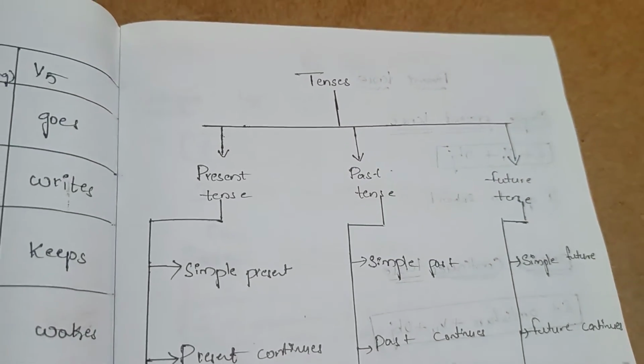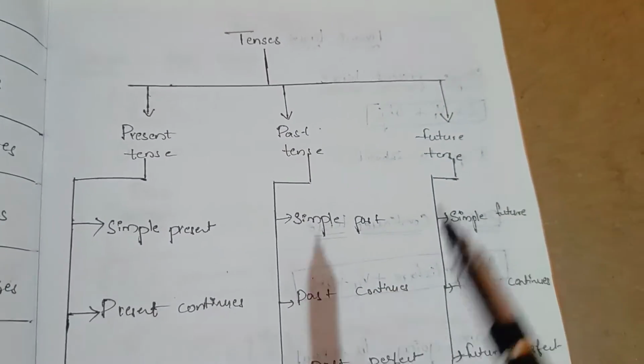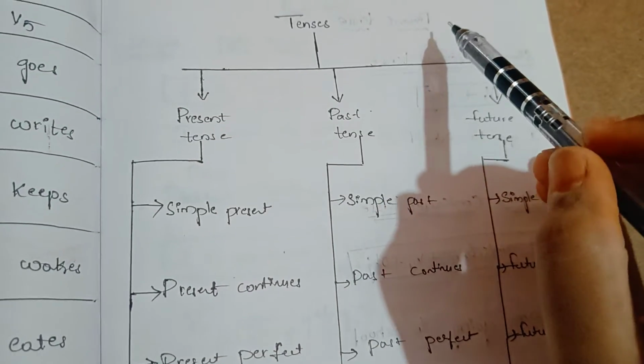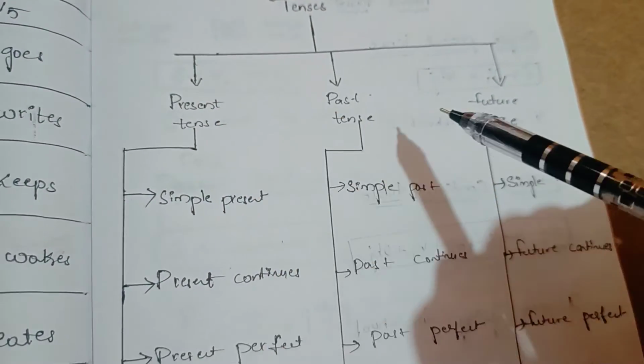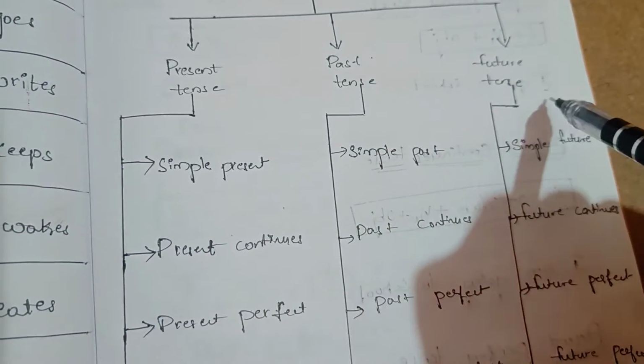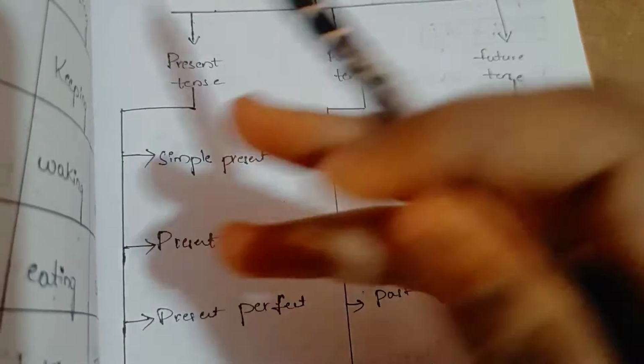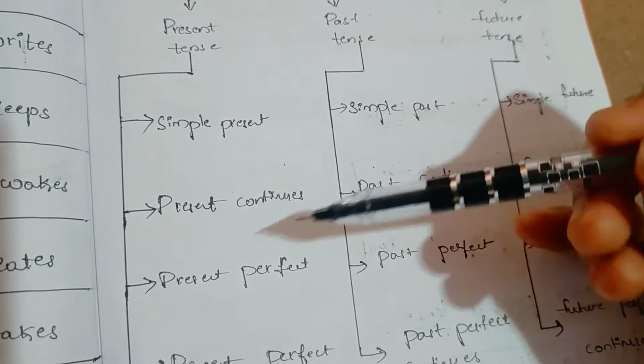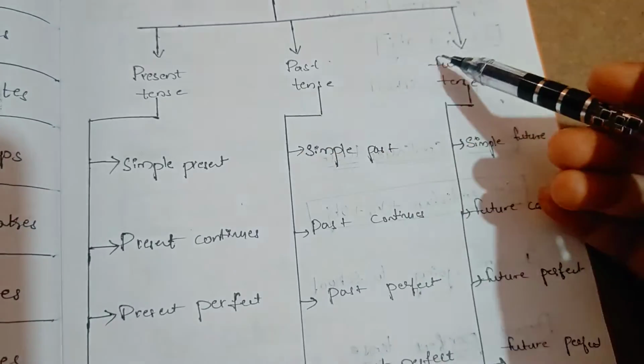Hi guys, today in this video let's discuss tenses. So how many tenses are there in English? There are present tense, past tense and future tense. And again, these tenses have been subdivided into four tenses. So let's see what those are.